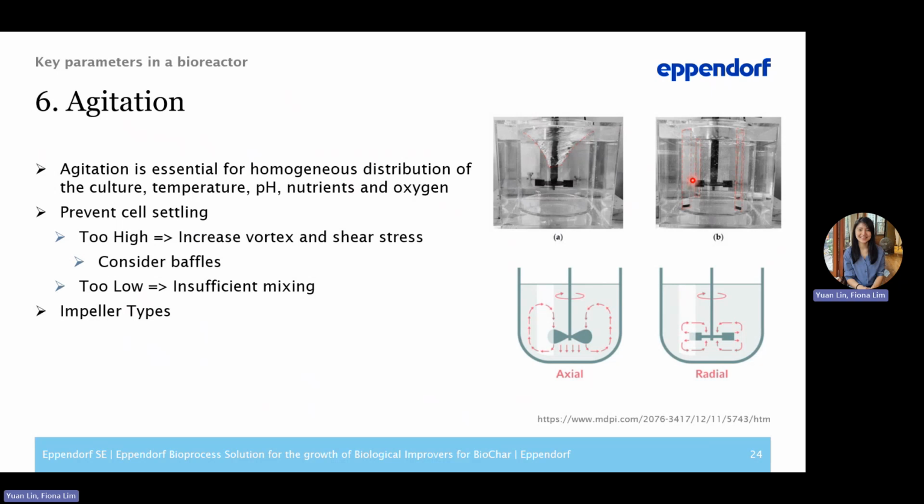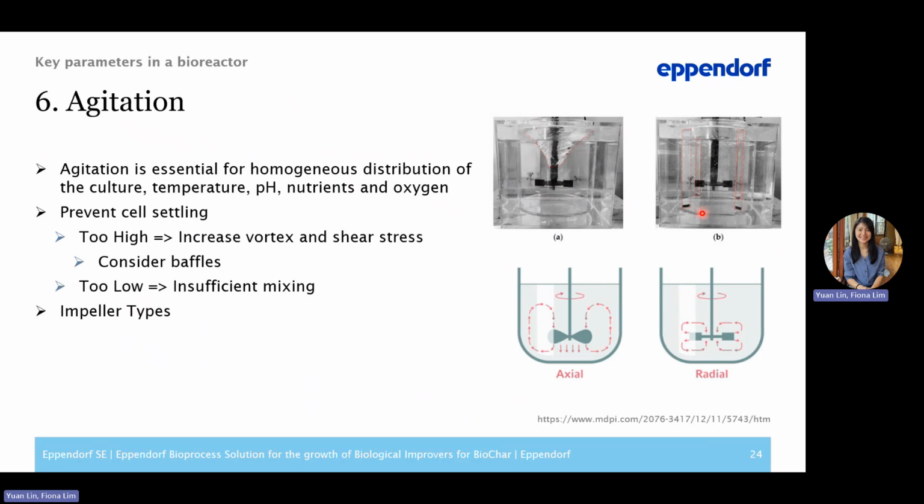So in the bioreactor, you want to prevent cell settling. And if the RPM is too high, it increases the vortex and shear stress. That's why we always ask customers to consider the baffle option. And on the other hand, if the agitation is too low, then the mixing would be insufficient.